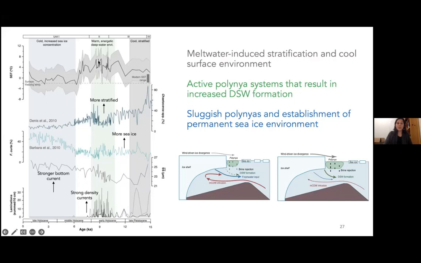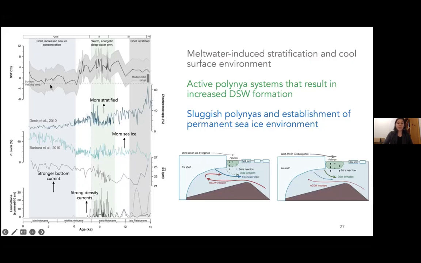And then we get to a more active system. There are polynyas in this area. And so what I'm interpreting this as is that there is an increase in polynya activity. And so you're going to get an increase in sinking of that water and more energetic bottom currents as it's flowing out to the west of Prydz Bay.